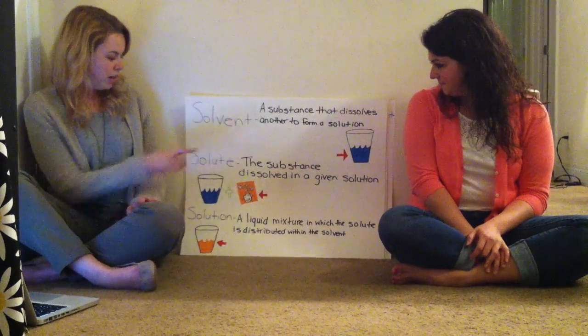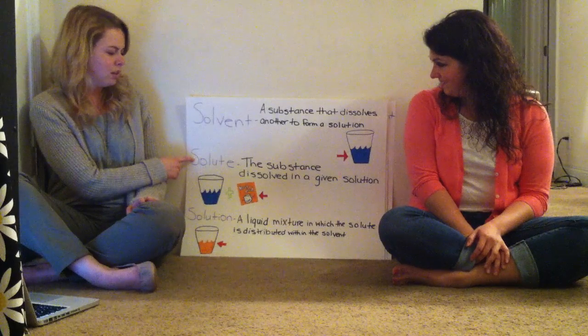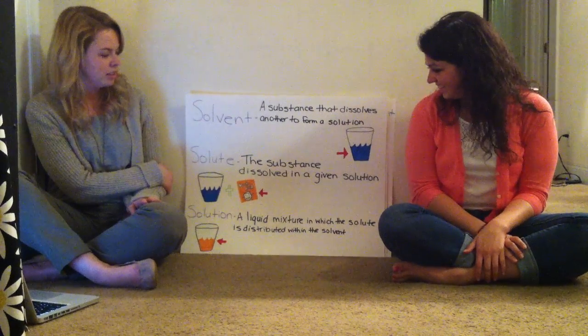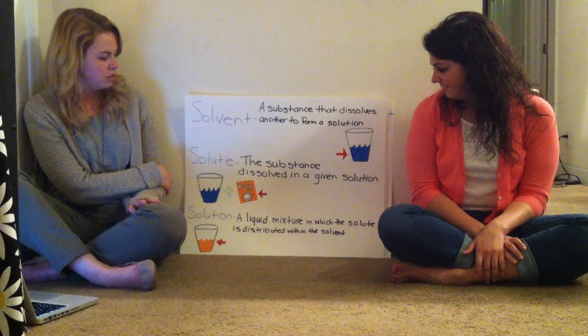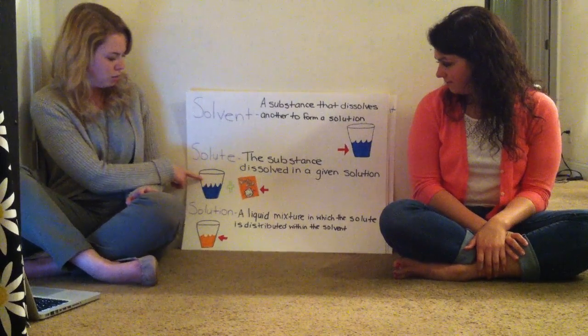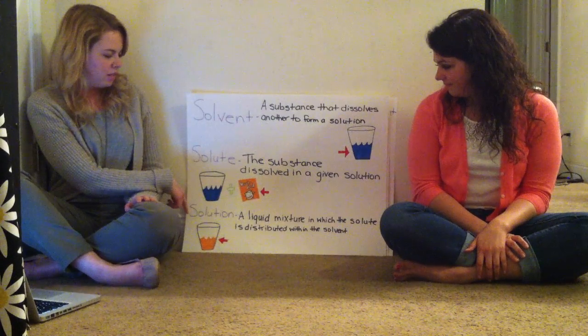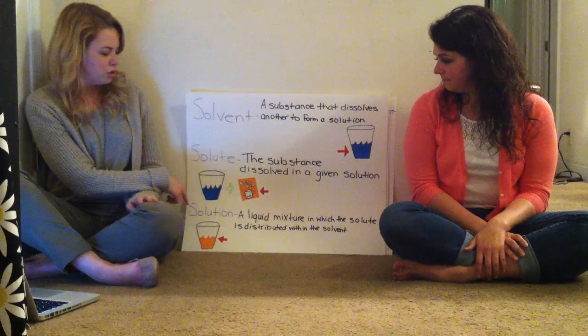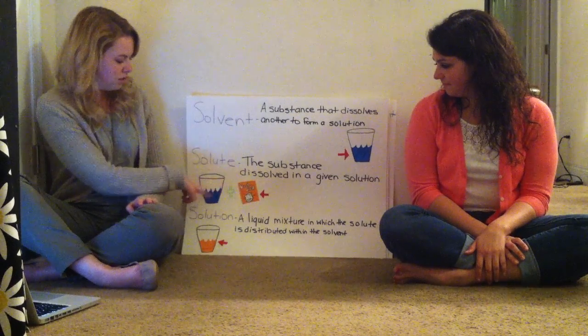And then we move on and we have a solute, hard word to pronounce. A solute is basically the substance which is dissolved in a given solution. And here we have water, which is our solvent. And then for my example, I used Kool-Aid as a solute, because Kool-Aid can dissolve in water.